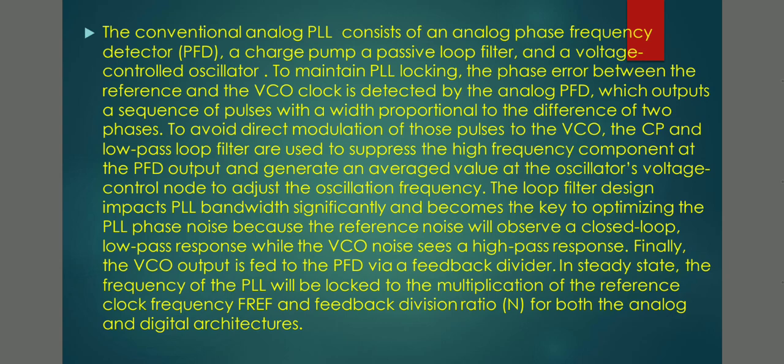adjust the oscillation frequency. The loop filter design impacts PLL bandwidth significantly and becomes the key to optimizing the PLL phase noise, because the reference noise will observe a closed loop low pass response while the VCO noise is a high pass response. Finally, the VCO output is fed to the PFD via a feedback divider. In steady state, the frequency of the PLL will be locked to the multiplication of the reference clock frequency FREF and the feedback division ratio for both the analog and digital architectures.